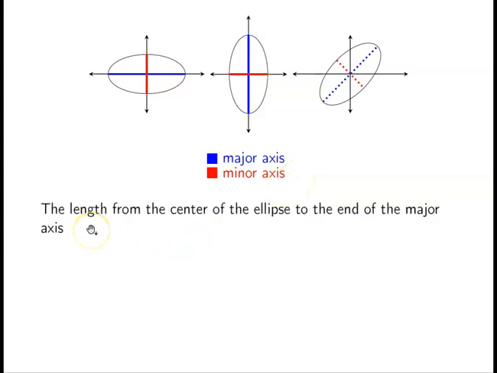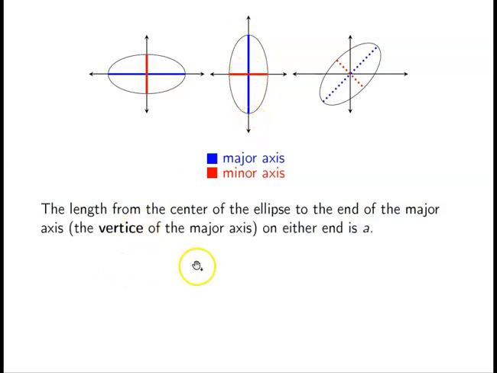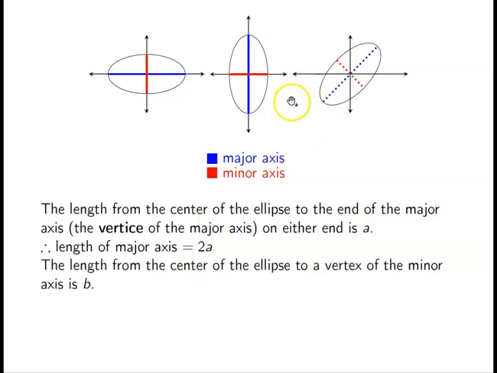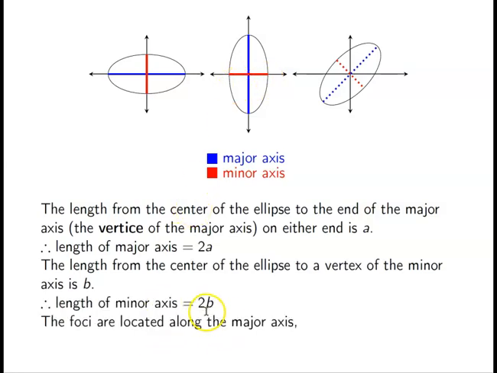Okay. The length from the center of the ellipse to the end of the major axis, so half of this distance, from the center to one end or from the center to the other end, the vertices of the major axis, is A. So the distance from the center to a vertex is A, and the distance from the center to this vertex is also A. So the whole thing is A plus another A, so 2A. For the minor axis, we say that it's a length of B. From the center to one end is B, from the center to the other end is B, so altogether the minor axis has a length of 2B.